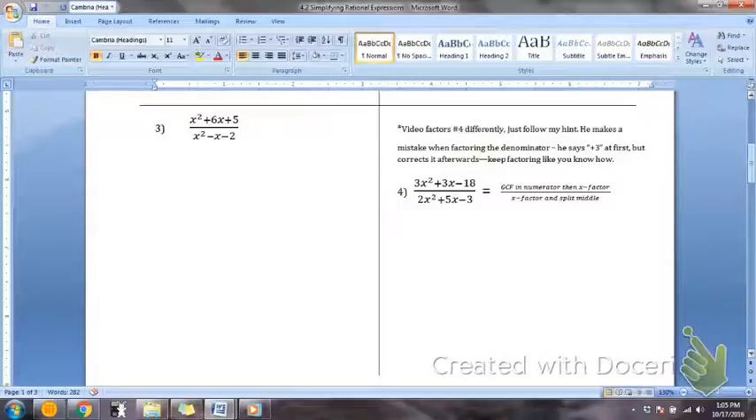So I'm going to look at the numerator. What two numbers multiply to get 5 but add to get 6? That's what I'm asking myself. What two numbers multiply to get 5 and add to get 6? You said what? Positive 5 and positive 1.